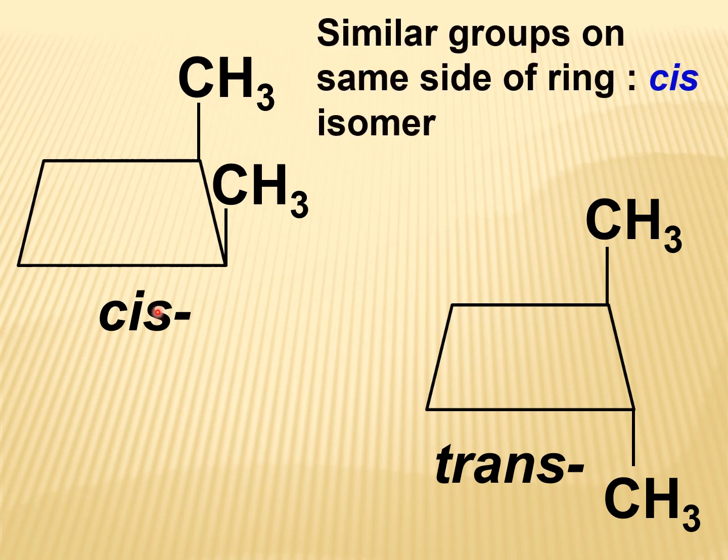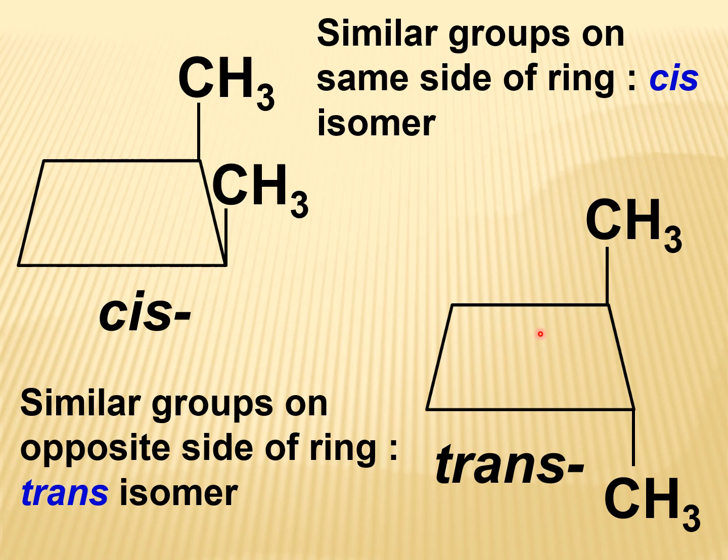Similar groups on the same side of the ring, that is the cis isomer, and here similar groups are on opposite sides of the ring. So this is projecting to this side, this is projecting to the opposite side, so that is the trans isomer. So in cyclic compounds, if similar groups are projecting to the same side of the ring, that is a cis isomer, and if they project on opposite sides of the ring, that is a trans isomer.